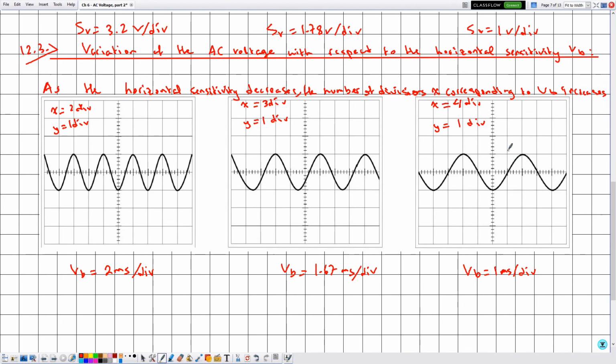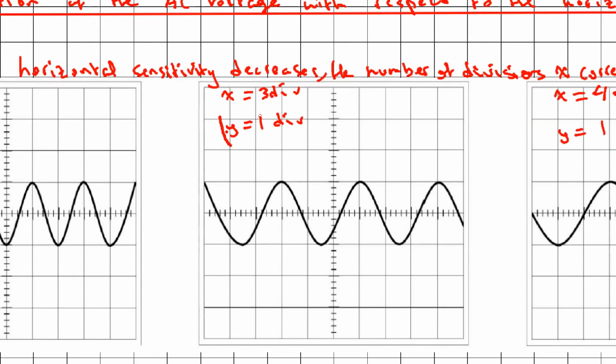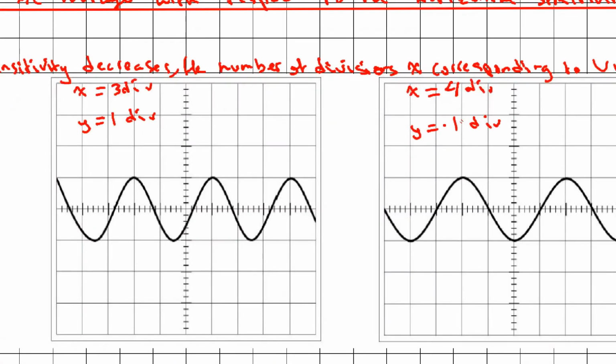Okay, what about the value of y? Notice that here what we have changed is the value of VB, and we didn't mention anything about SV. We know that y is related to SV, and because we didn't change SV, we expect that the value of y must remain the same, which is given by 1 division.